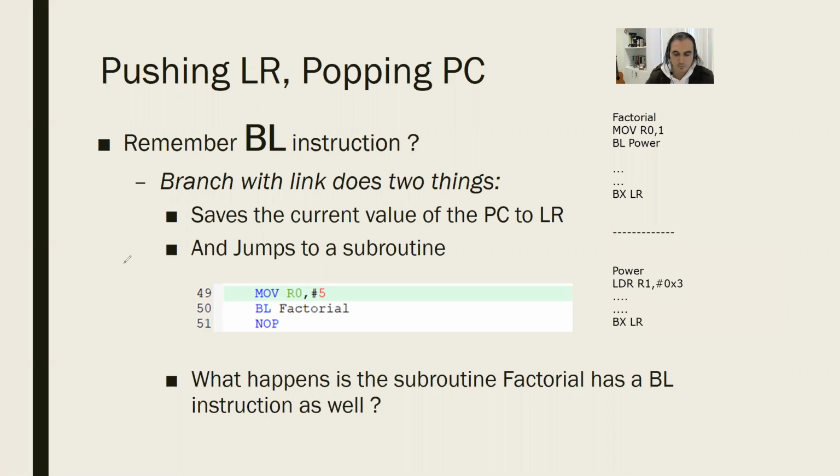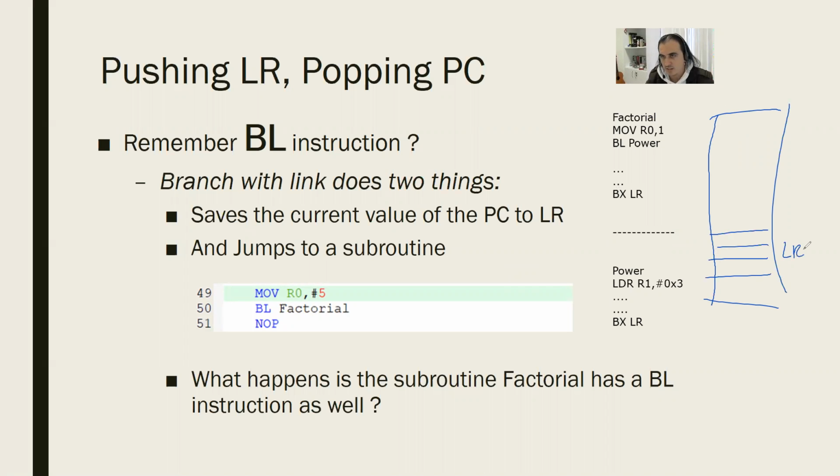for example, let's see what happens. For example, I've got the registers, and let me try to write the registers. I have LR here, link register. So when I did BL, for example, this is the instruction memory.